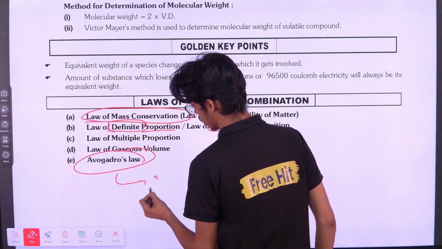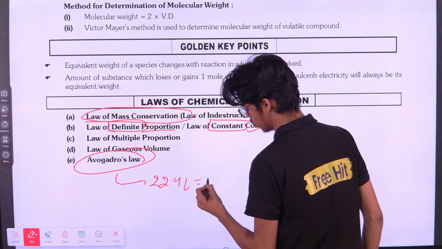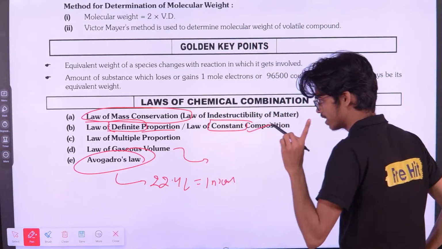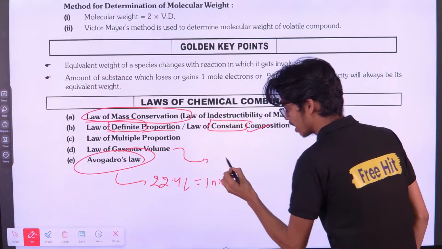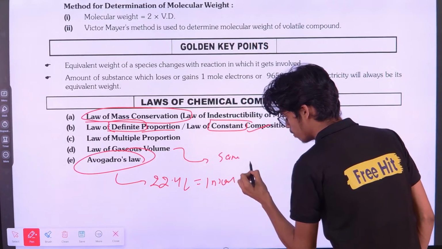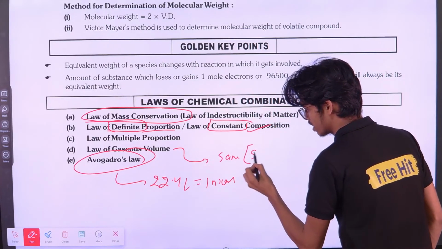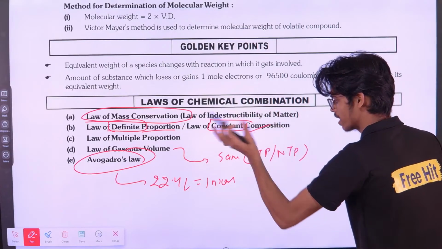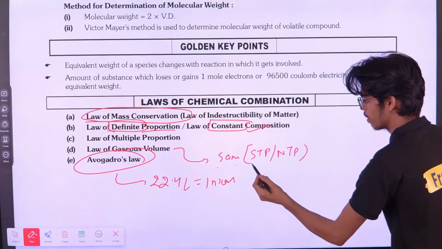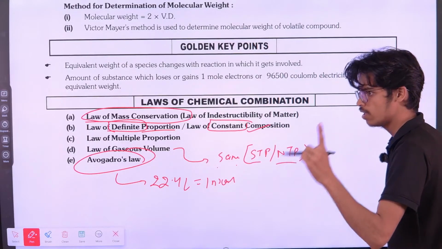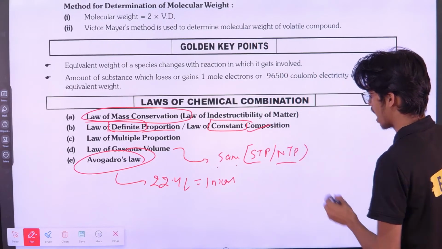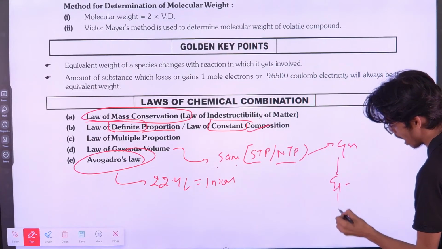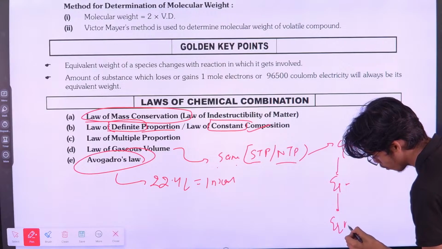Avogadro's law again: 22.4 liters is equal to 1 mole. That's it. Okay. Law of gaseous volume. It tells you that at the same conditions of temperature and pressure, just take for example STP or NTP. It is not necessary, but for example, if you take the same condition of temperature and pressure, all kinds of compounds or gases with equal volumes will have equal number of particles.